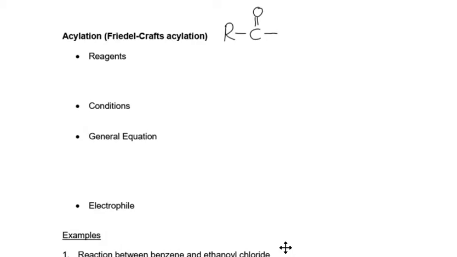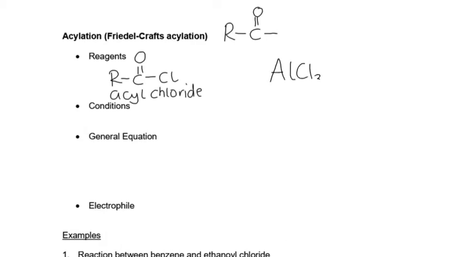Now, if we want to put an acyl group on, we need something that contains the acyl group, and the most obvious thing would be to use an acyl chloride. So we're going to use an acyl chloride, and the R group will depend on what we want to add. And our catalyst this time is going to be AlCl3. That's going to be our catalyst. So not sulfuric acid this time, aluminium chloride.